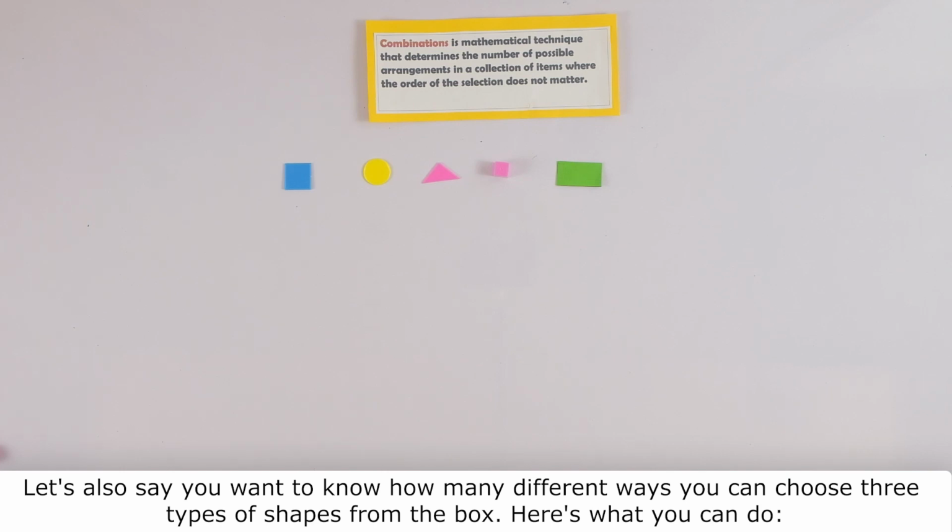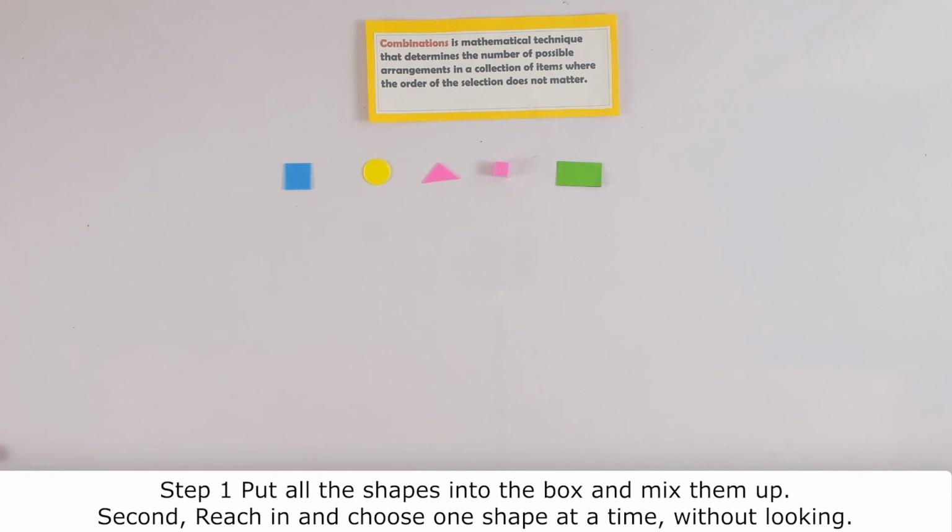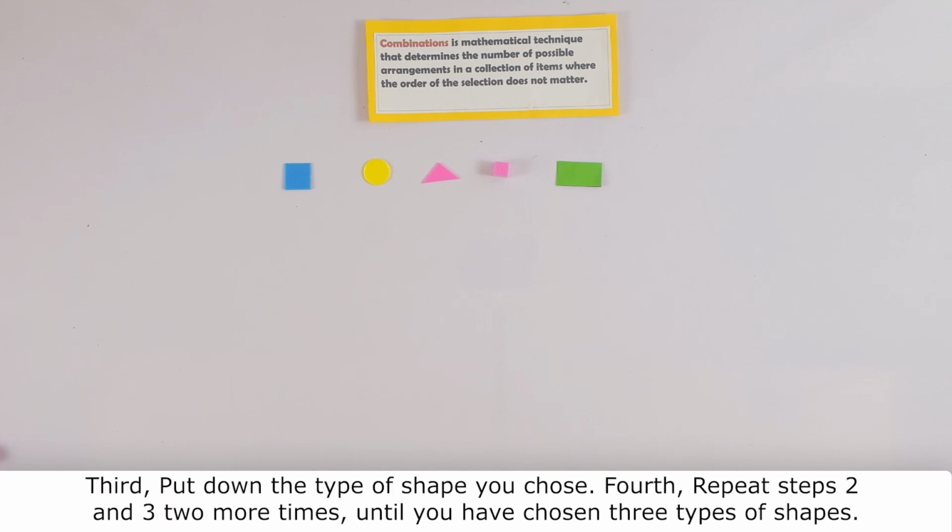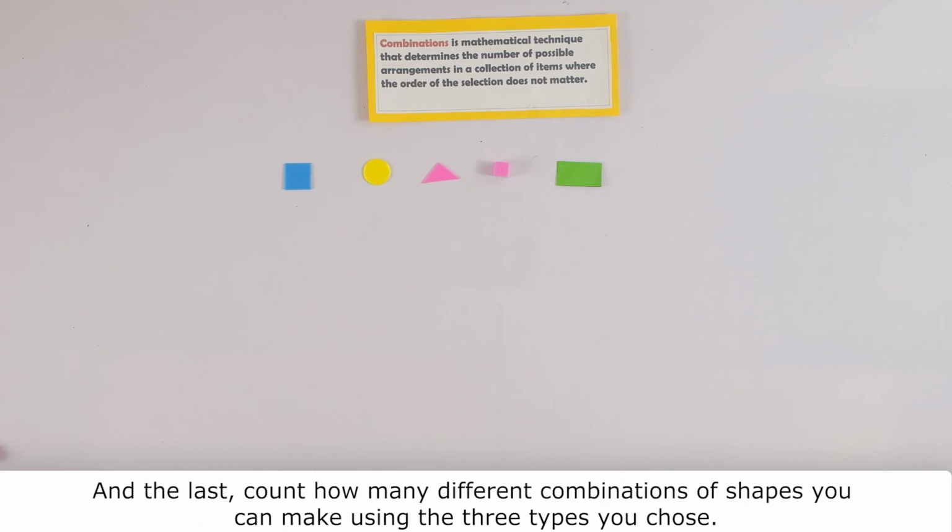Here's what you can do. Step 1. Put all the shapes into the box and mix them up. Second, reach in and choose one shape at a time without looking. Third, put down the type of shape you chose. Fourth, repeat steps 2 and 3 two more times until you have chosen 3 types of shapes. And the last, count how many different combinations of shapes you can make using the 3 types you chose.